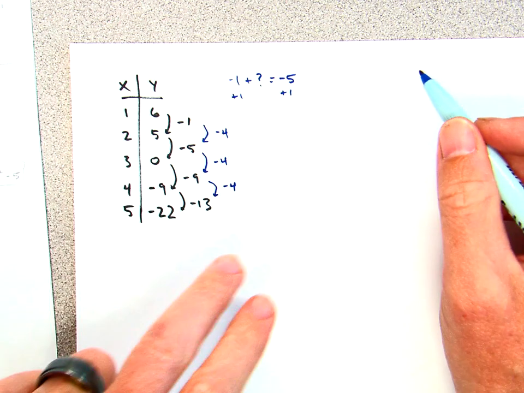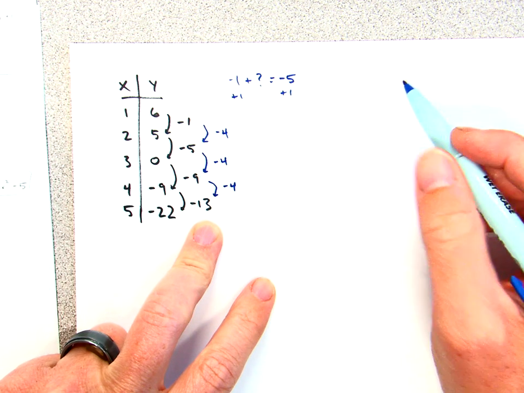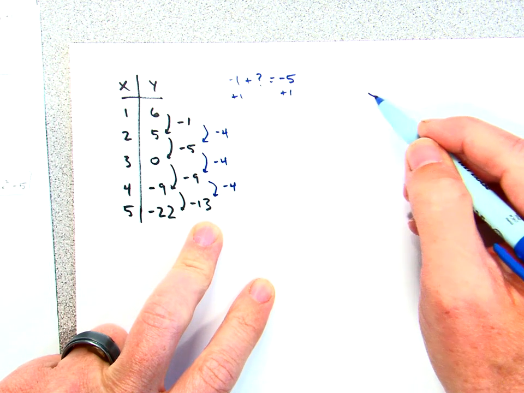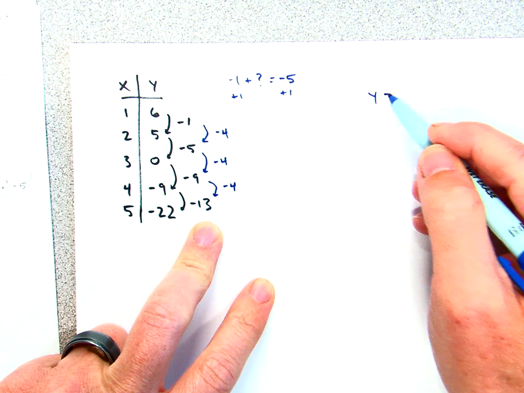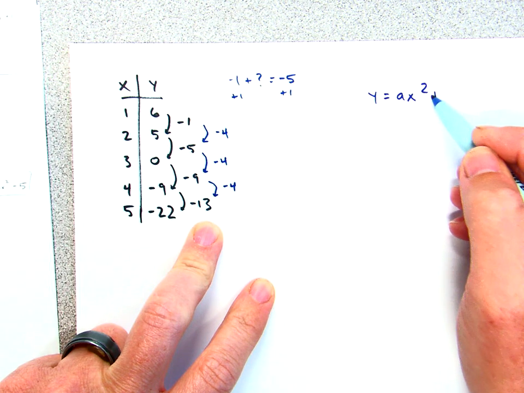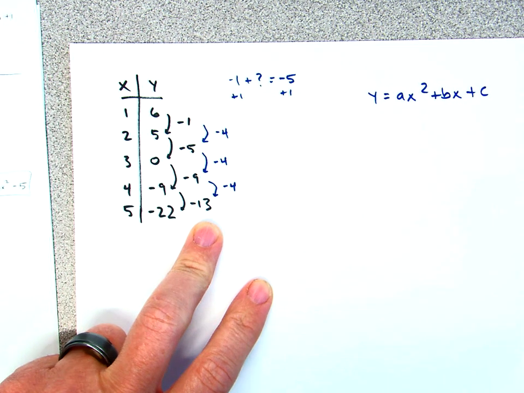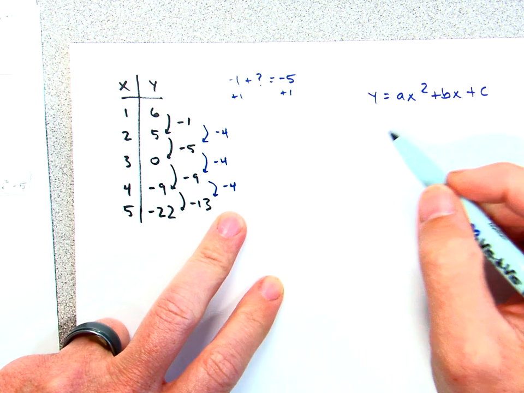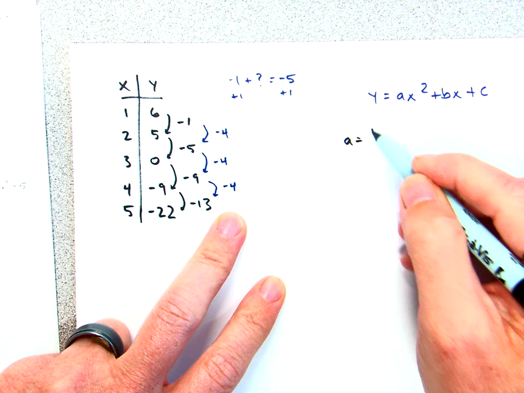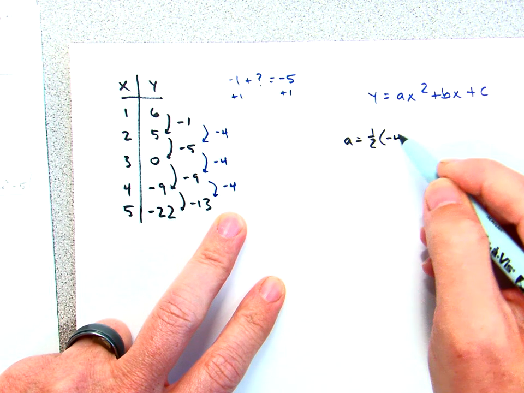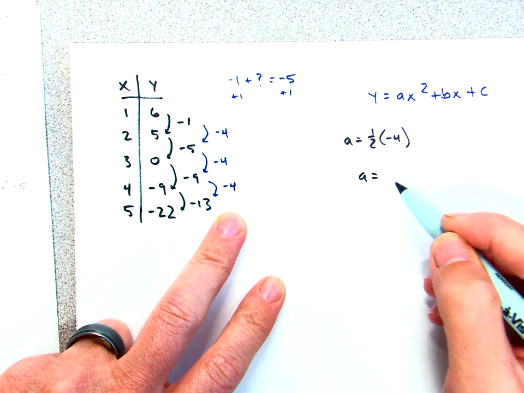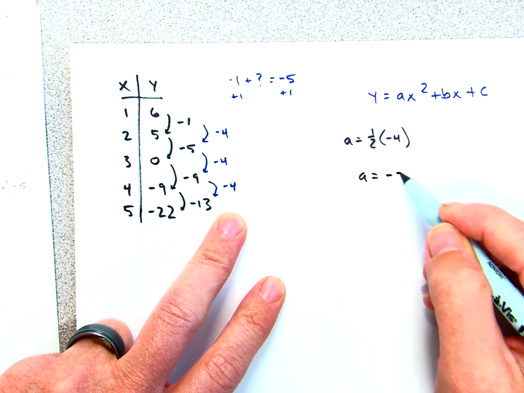We know that the explicit form for a quadratic sequence is going to be, I'm going to use y because that's what they gave us, y = ax² + bx + c. Now again, our second order difference: a is equal to half of that second order difference, which in this case, a is going to be negative 2.